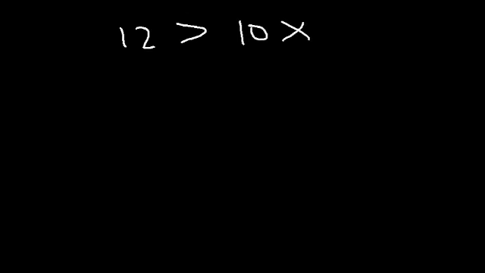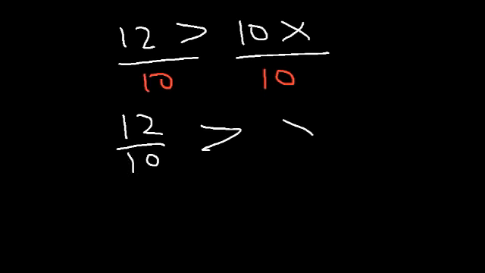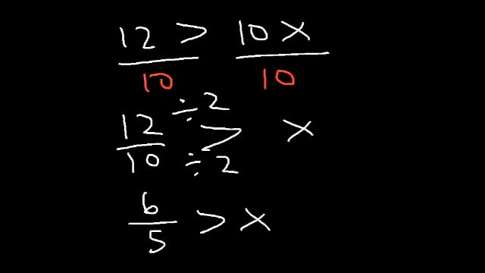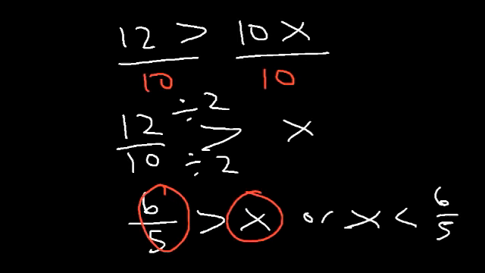So at this point, to get x by itself, we'll need to divide both sides by 10. So 12 divided by 10 is greater than x. Now we can reduce the fraction if we divide by 2. Let me write it the other way. 12 divided by 2 is 6. Half of 10 is 5. So 6 over 5 is greater than x, or we can write it as x is less than 6 over 5. If you switch the left side and the right side, you need to reverse the direction of the inequality.